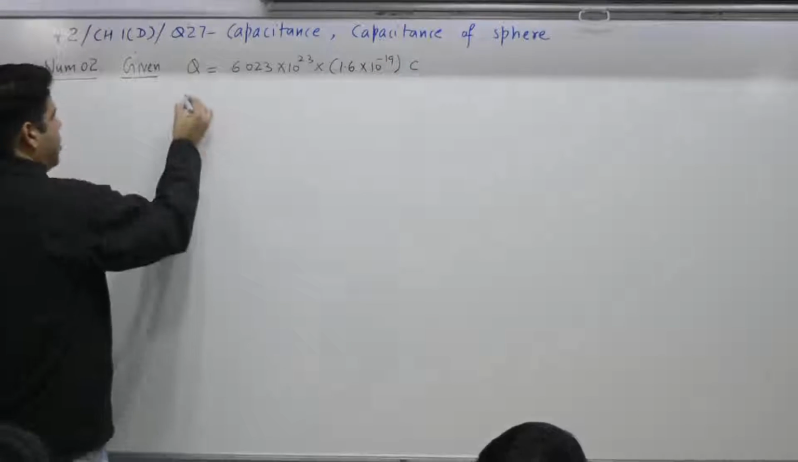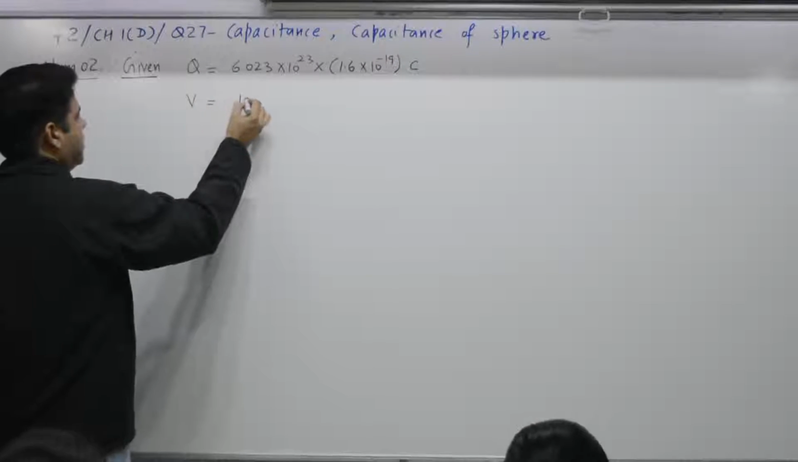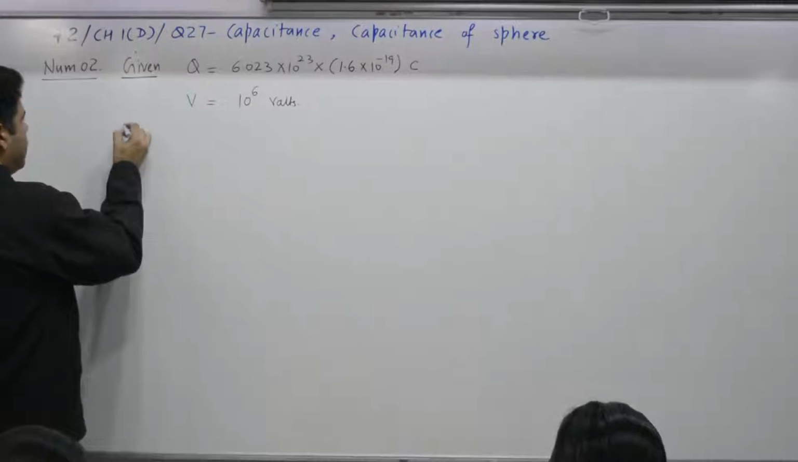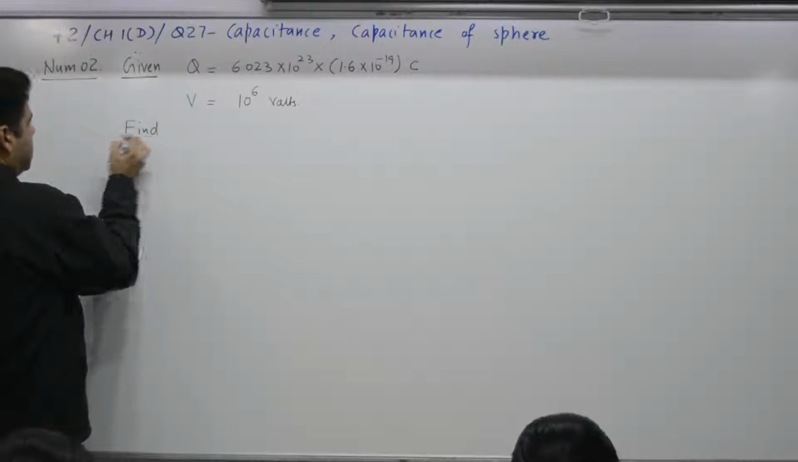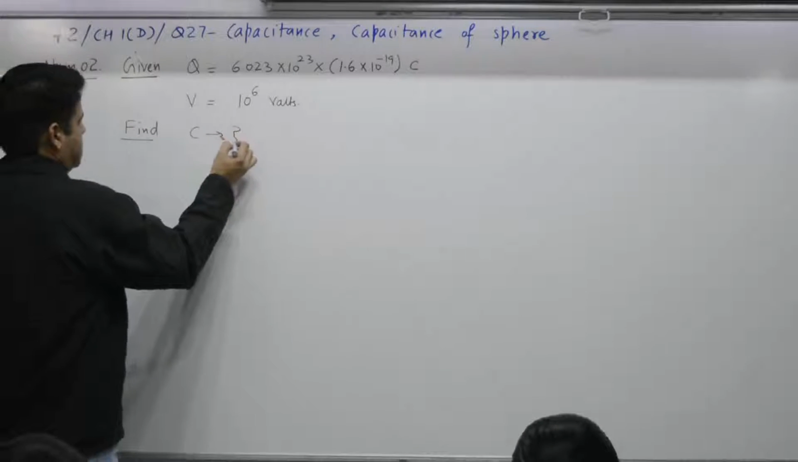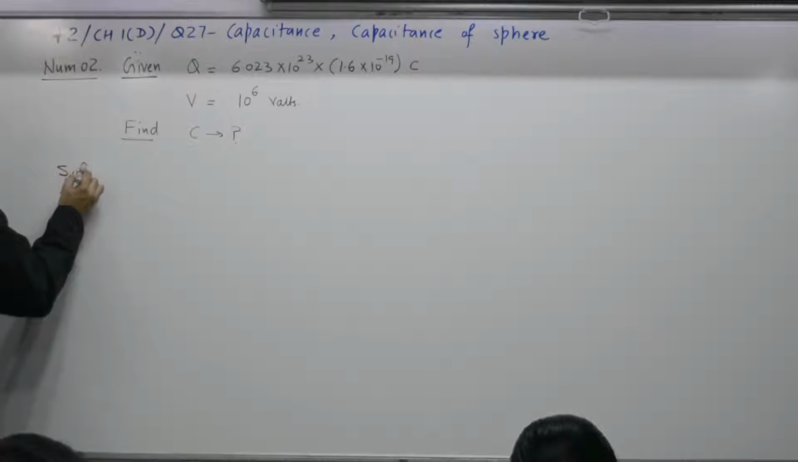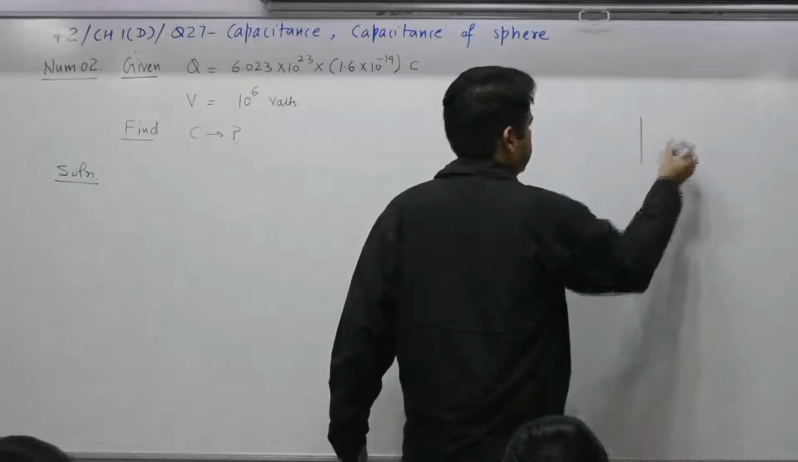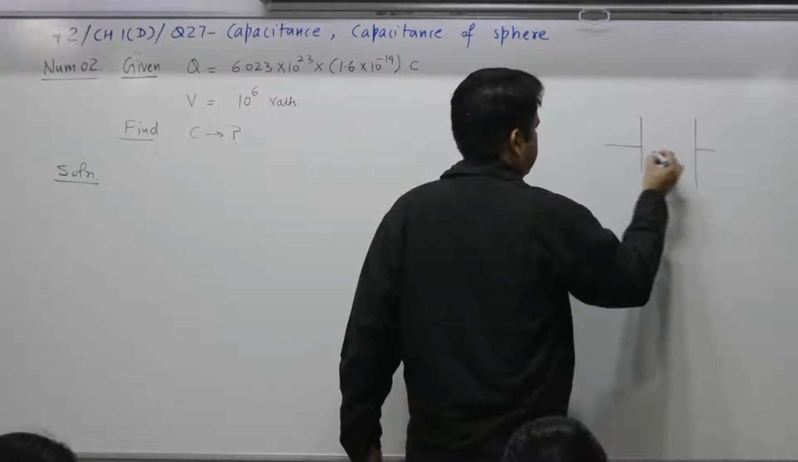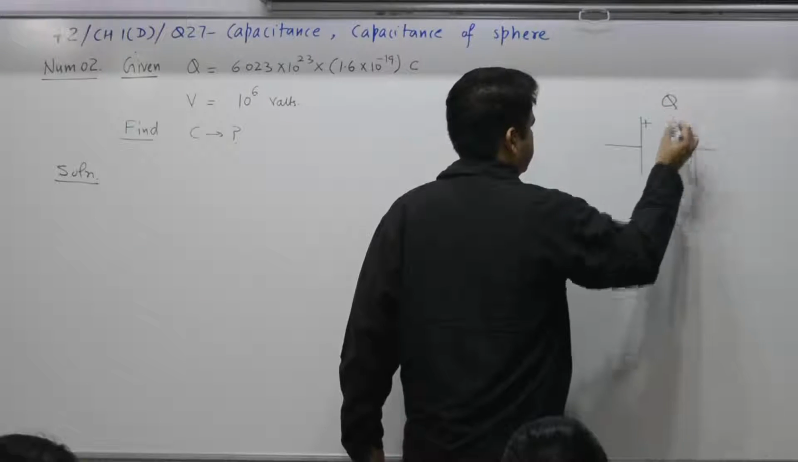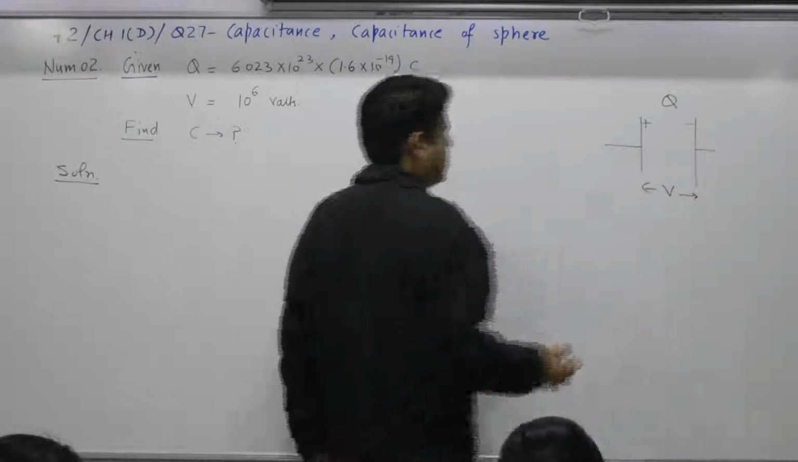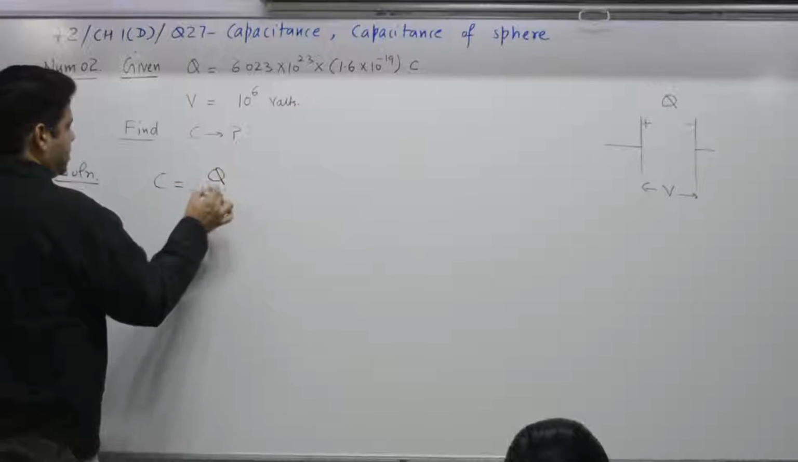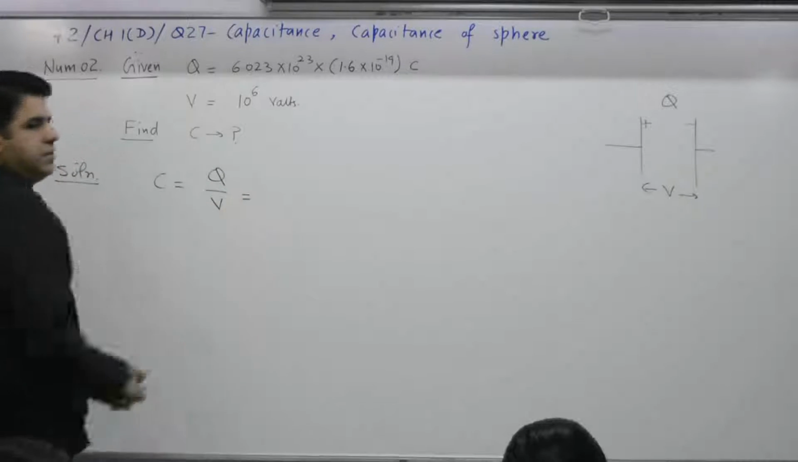Given. How much voltage is developed? 10 to the power 6 volts. You have to find out what? Capacitance. Concept: if charge is Q and the voltage is V, then capacitance is equal to what? Charge per unit voltage.